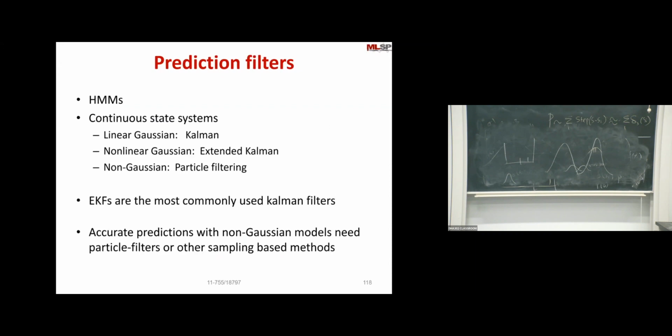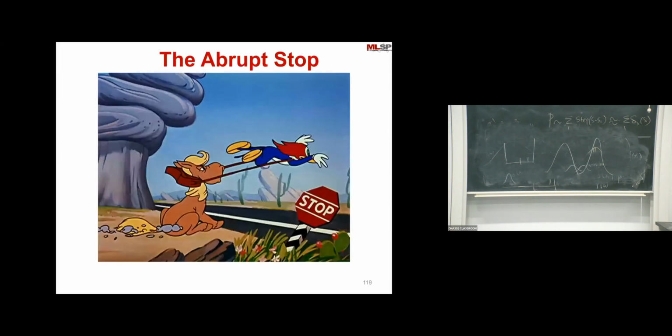So, prediction filters. We've looked at HMMs. We've looked at continuous state systems, Kalman filters, EKFs, and particle filtering. And any and all of these could actually have been used for your homework on predicting various time series, right? That said, I have never figured out how to stop something properly. So the best way to terminate things is abruptly.